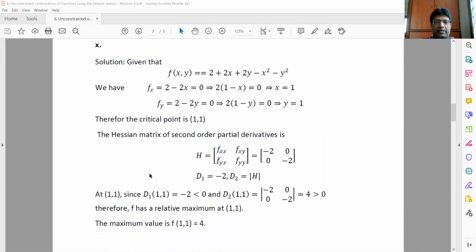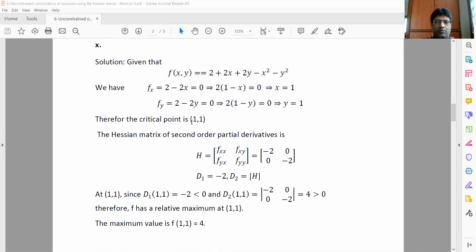So calculate the Hessian matrix of second order. H equals f_xx and f_xy, and so on. So we will get this matrix. What is d1? d1 is ∂²f/∂x², which here becomes minus 2. And d2 is the determinant of this Hessian matrix.